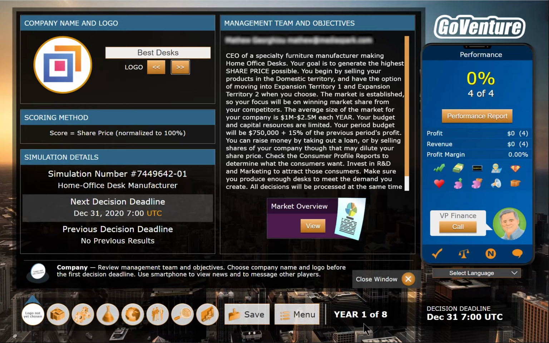Now, how much time we have to make our decisions is based on a schedule set by your instructor or simulation manager. In my case, I can see that the decision deadline is December 31st at 7 a.m. UTC. So I have to make and save my decisions for year one by that time. It's very important I do not miss that time, because if I do, I cannot go back. I will miss a period.